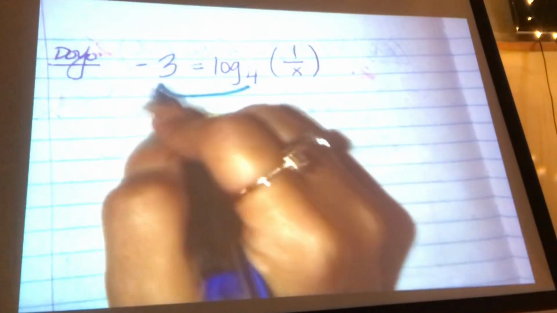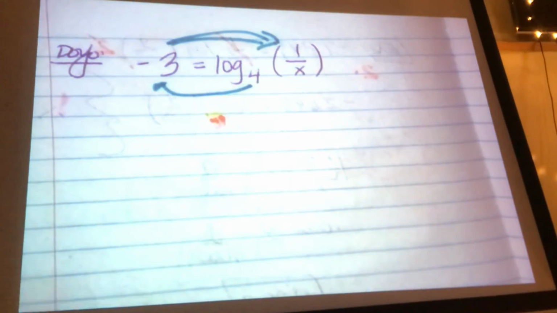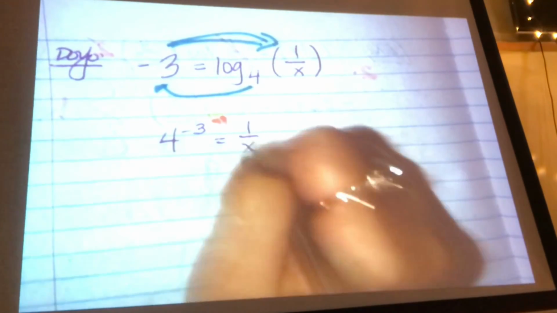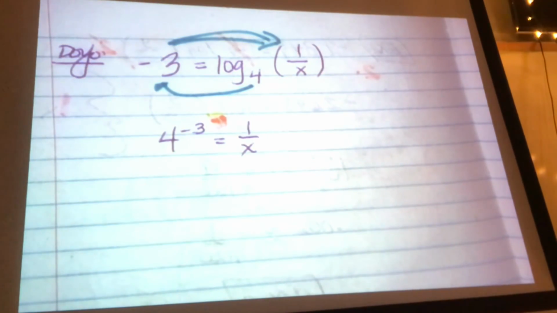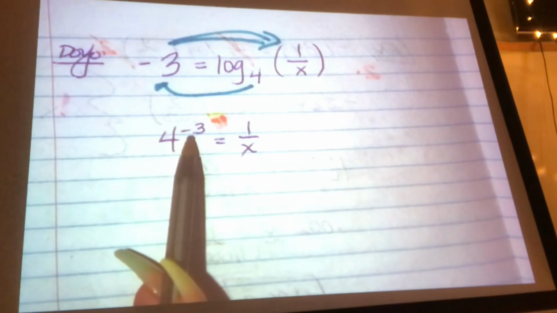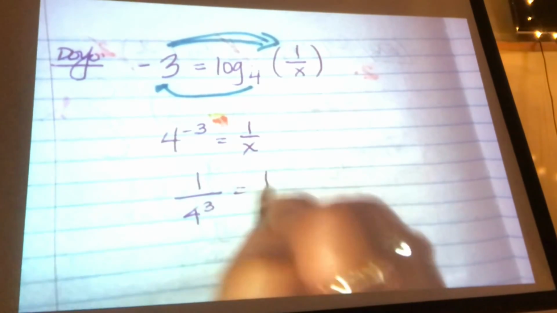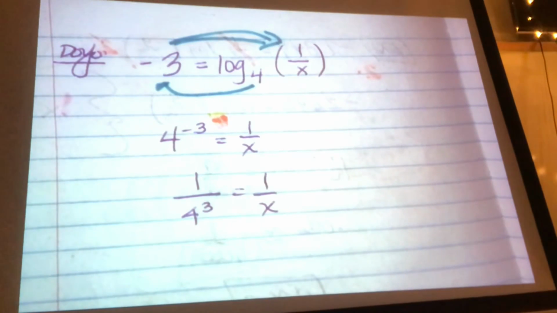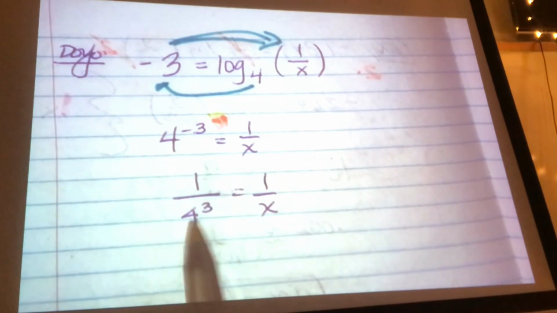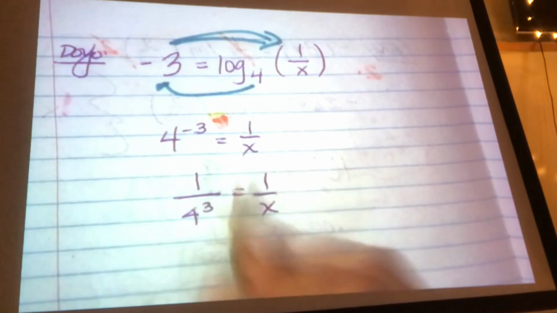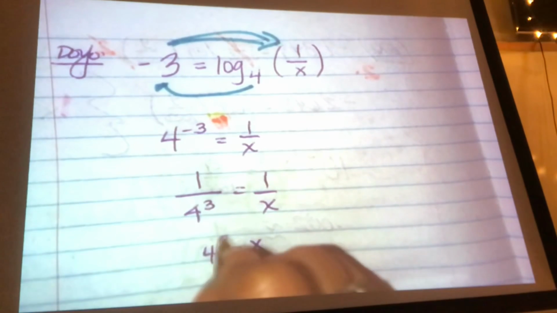All right, 4 should have piggybacked that negative 3, and it should equal that. So 4 to the negative 3 equals 1 over x. Negative exponent means that you put it downstairs, so that's 1 over 4 cubed equals 1 over x. Well, 1 and 1 are the same. That means x has to equal 4 cubed.